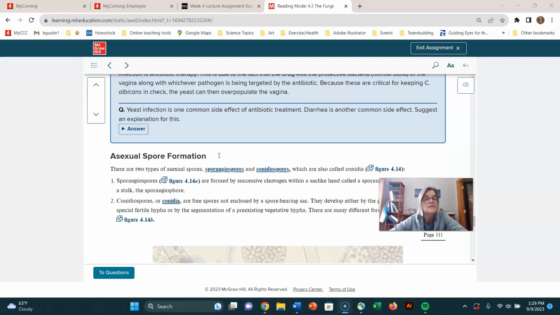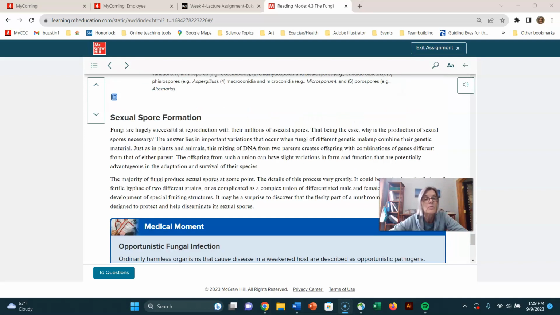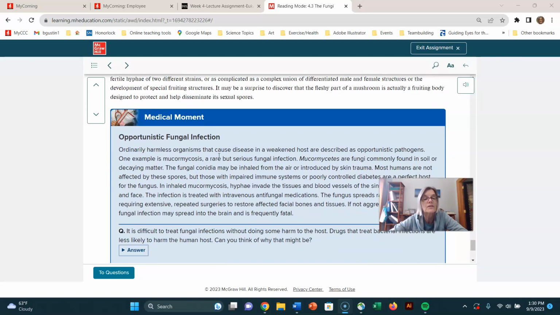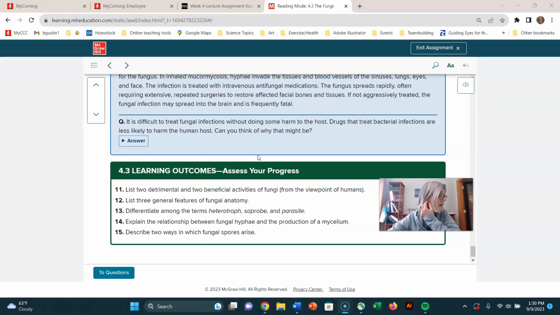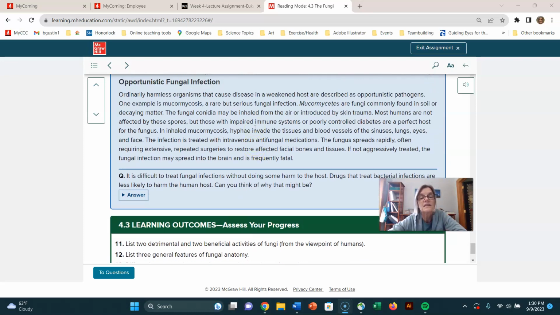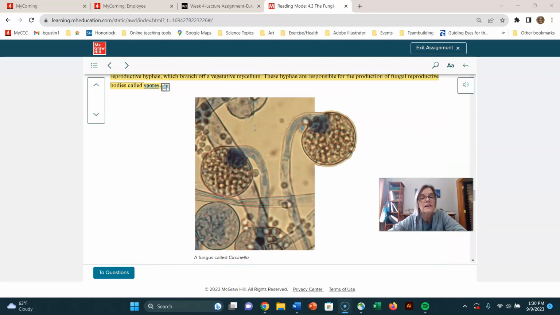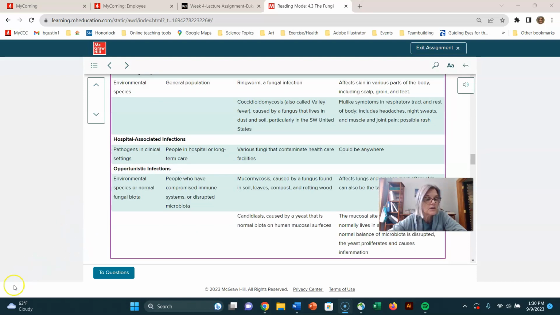Oh, here they talk a little bit about another opportunistic infection. I'm not going to go over that one, but you can look at that and review that. Oh, actually, the one NCLEX question I'd mentioned.